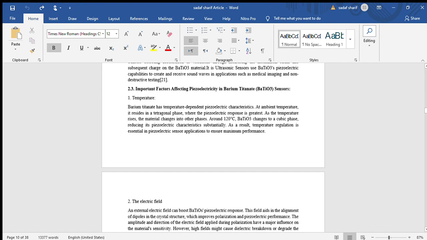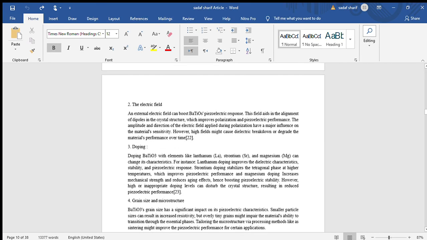The important factors that affect the piezoelectricity are, first, temperature, which is inversely proportional to the piezoelectricity. It means that when temperature is increased, the piezoelectric properties are decreased. The other factor is electric field. Electric field is directly related to piezoelectricity, and doping is also directly related to piezoelectricity. It means that when piezoelectric properties are increased, doping is also increased.